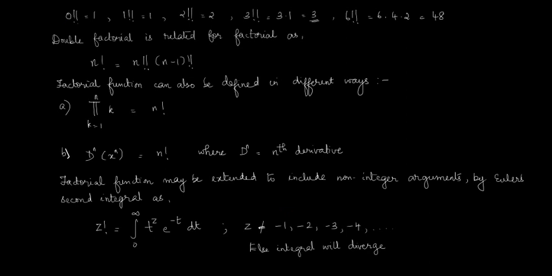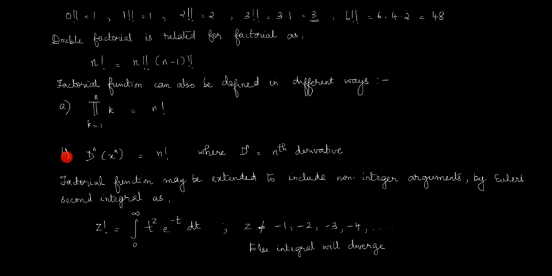Factorial function can also be defined in different ways. One way to define factorial function would be to take the product of all numbers k, where k goes from 1 to n. The instruction given by this is you put different values for k starting with 1 and ending with n, and you take the product of all those things. So that is of course n factorial.